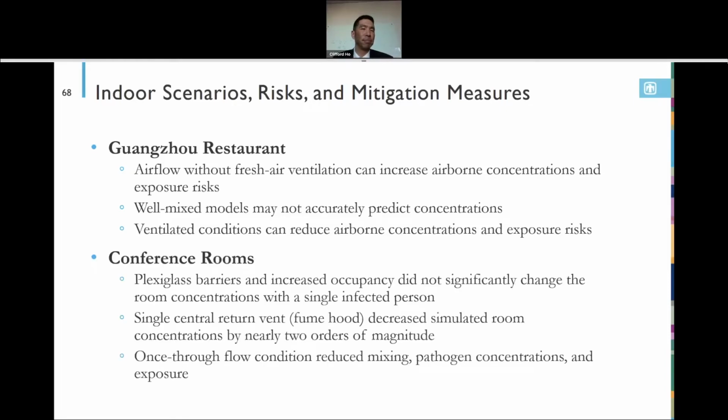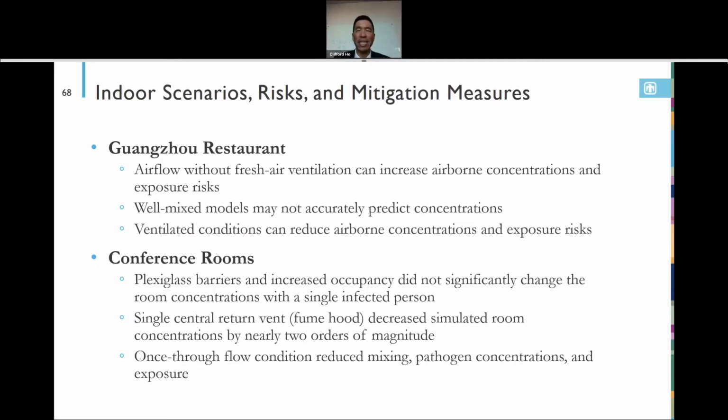In conference rooms, the plexiglass barriers and increased occupancy did not significantly change the room concentrations, assuming we still had just a single infected individual. Plexiglass barriers, though, are still good if you have droplets coming out, if you're talking or coughing or sneezing; those are definitely effective. If you're just looking at aerosol movement, it didn't have an effect in the simulations.